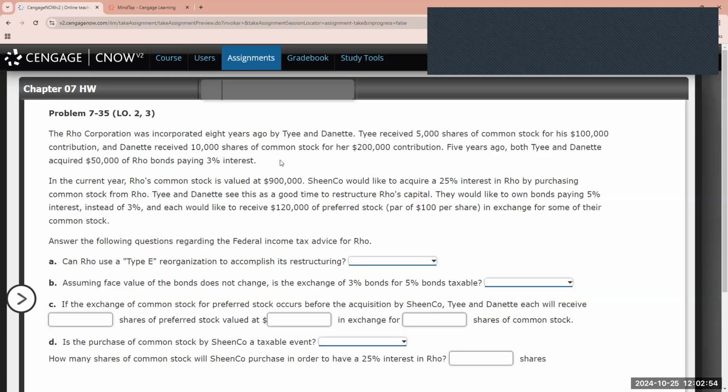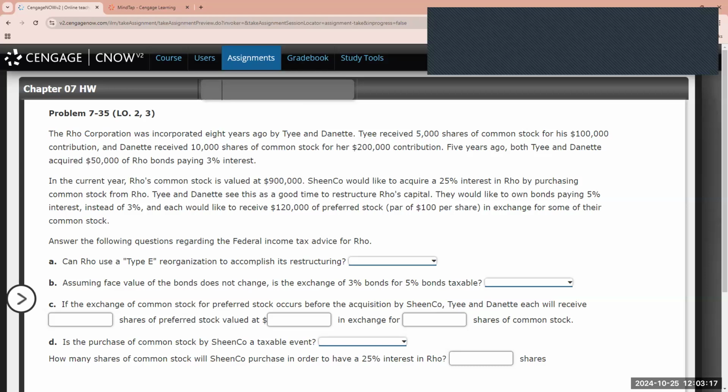Tai and Danette see this as a good time to restructure Rowe's capital. They would like to own bonds paying 5% interest instead of 3%, and each would like to receive $120,000 of preferred stock with a par value of 100 per share in exchange for some of their common stock.